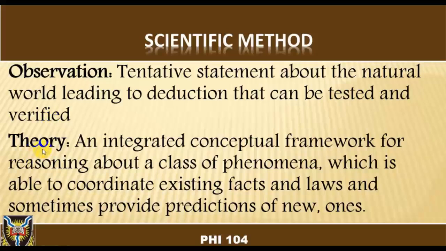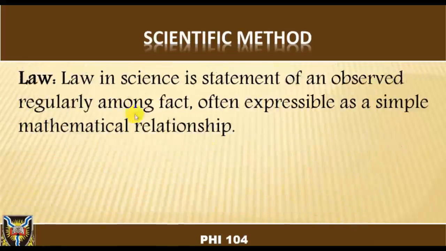2. Theory. An integrated conceptual framework for reasoning about a class of phenomena which is able to coordinate existing facts and laws and sometimes provide predictions of new ones. Theories explain why laws and facts are true or how they work. Theories are the end point of science. 3. Law. Law in science is a statement of an observed regularity among facts, often expressible as a simple mathematical relationship.